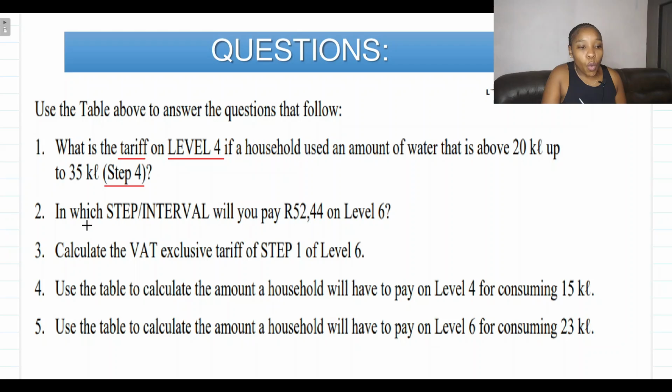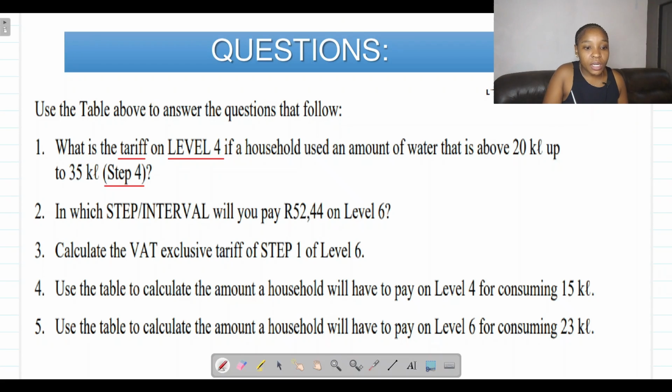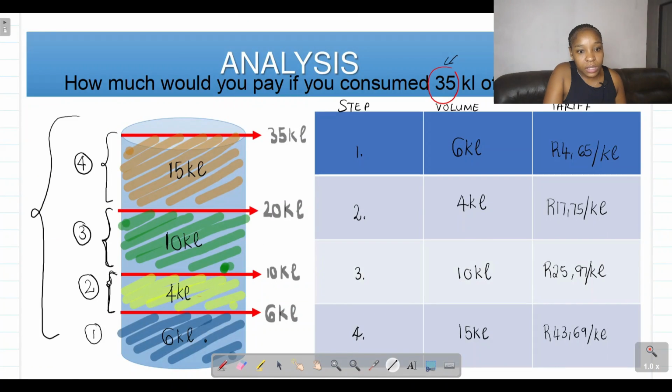Question number 2. In which step or interval will you pay 52 Rand and 44 cents on level 6, right? So in this question, guys, we are going to be focusing on level 6, and we want to find out which step we will pay 52 Rand and 44 cents. So let's go back and see.